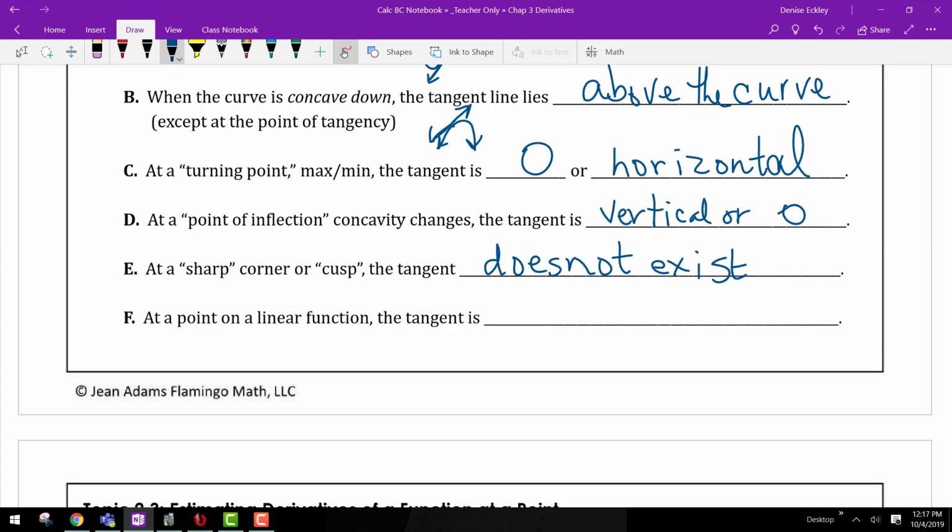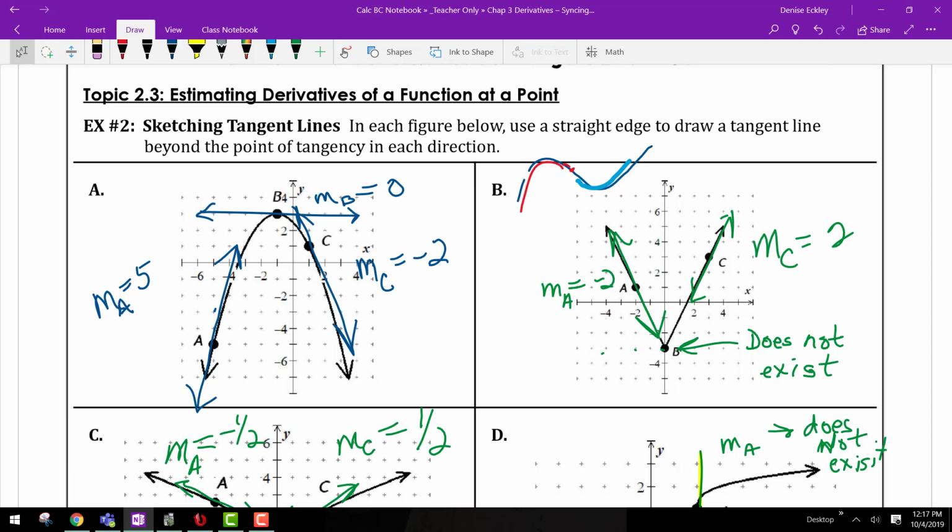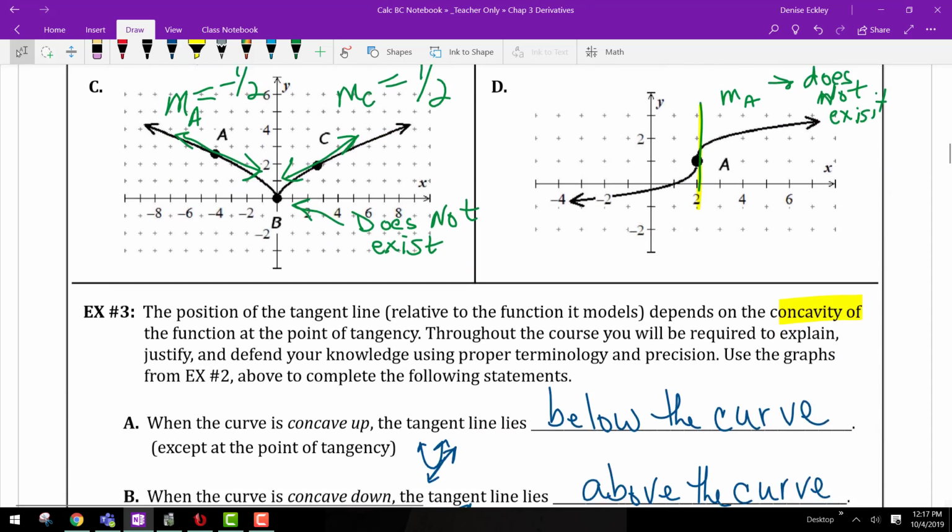And finally, at a point on a linear function, the tangent is the same slope as the line, as we saw in the absolute value graph, because they're just two lines that are connected at a cusp. So those tangent lines and the lines of the curve were exactly the same.